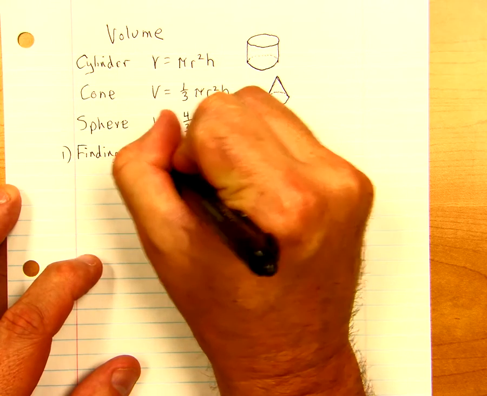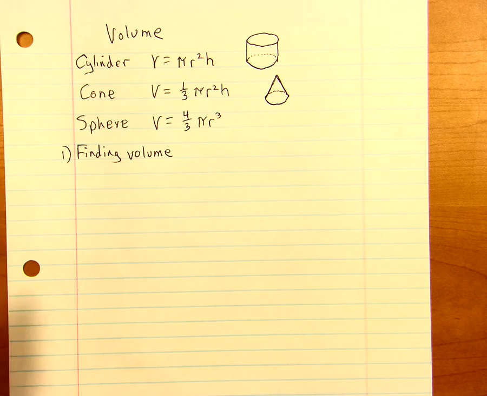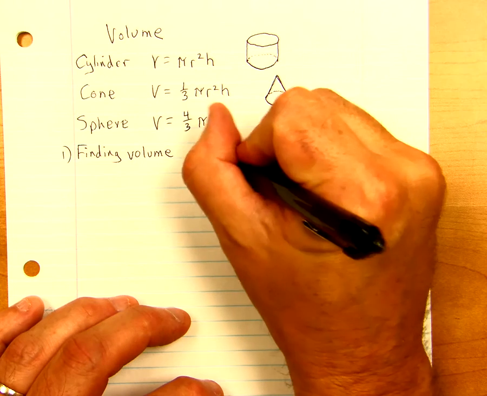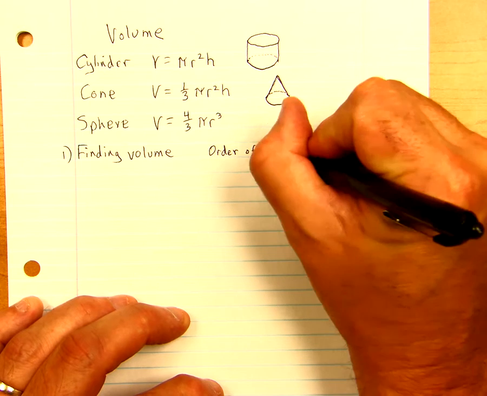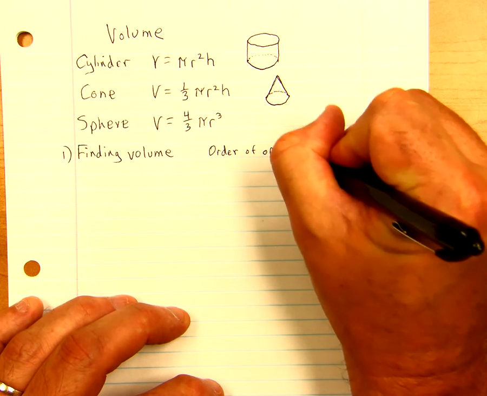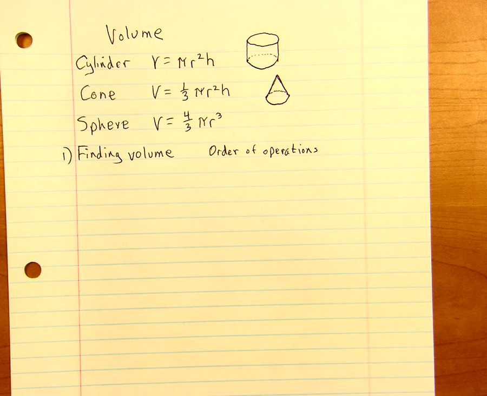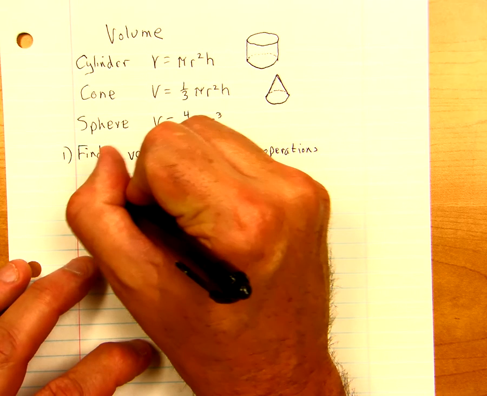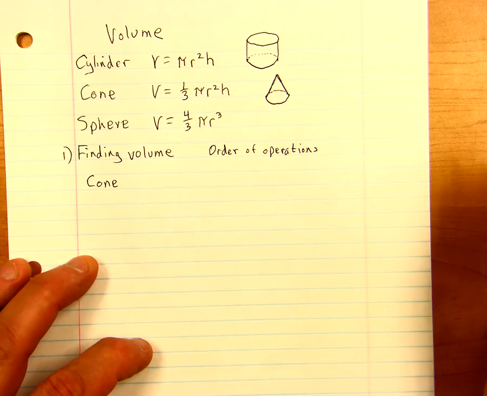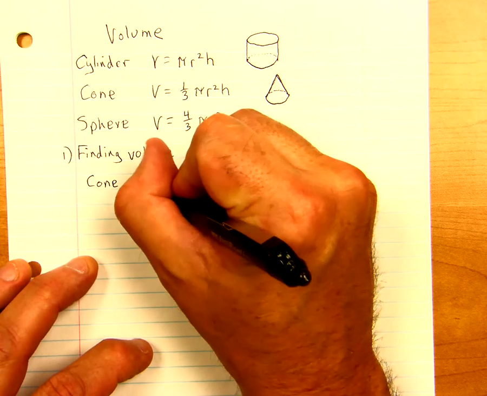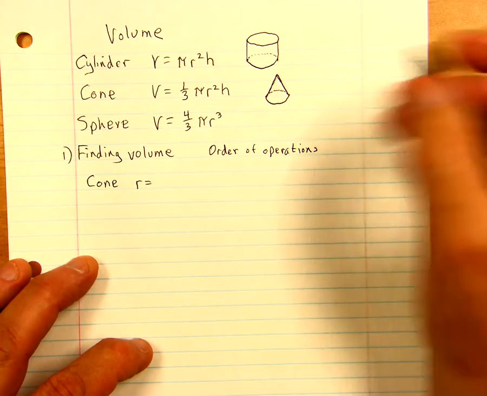Finding volume, part 1. This is the easy part. All you're going to do is order of operations. If they just say find volume, give a sigh of relief, because all you got to do is multiply, sometimes divide. There's also squaring and cubing. So let's pick on cone. We're going to give you the radius. I don't know, pick a number, 8.